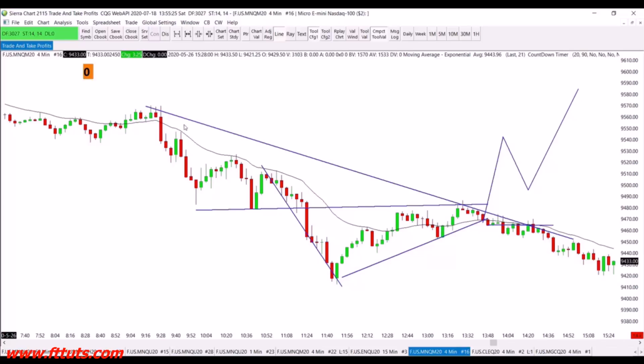Now, if the market's trending down and we just break this pullback trend line, we don't really need that much force because the trend is with us, okay? The trend is our friend right here.